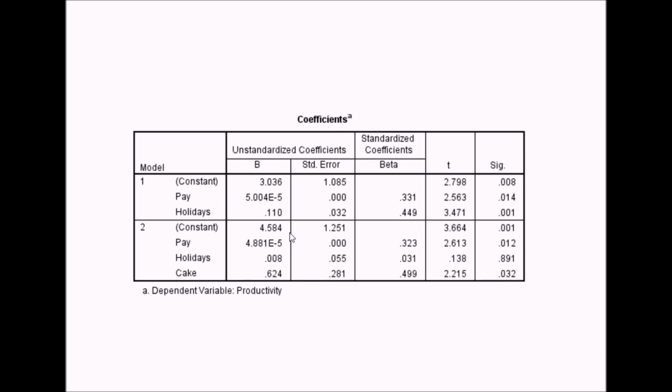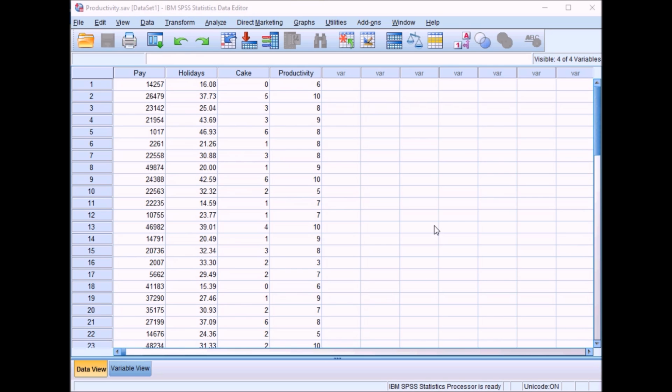The key thing for a hierarchical regression is making careful decisions about the variables that you enter into the model and the order in which they're entered as well, because this can affect the output. So you need to make careful decisions about what variables you enter.